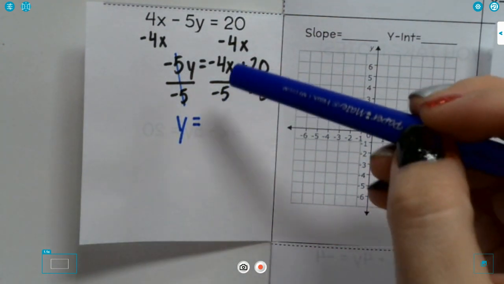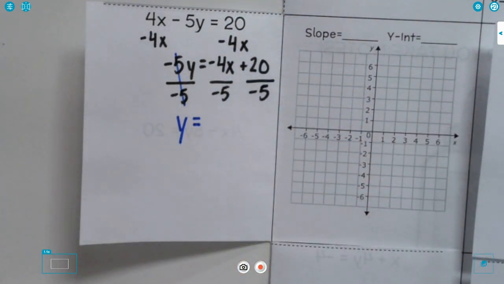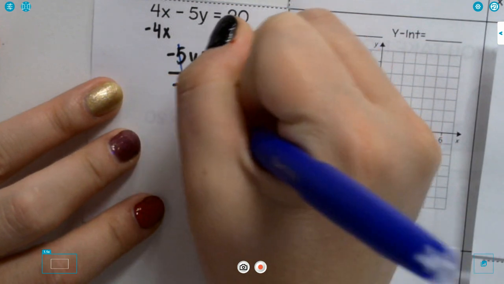Then right here, I've got negative 4 over negative 5. The 4 and the 5 can't reduce at all. So let's say it was like 2/4, I could reduce it to 1/2. 4/5 I can't reduce. What I can do, however, is a negative divided by a negative is positive. So this could be positive 4/5 x.